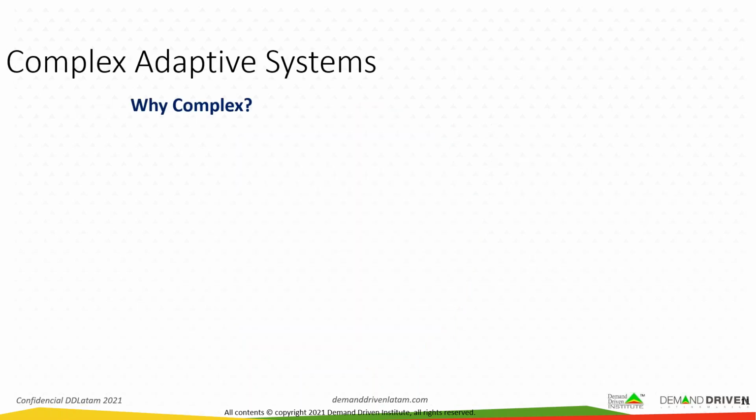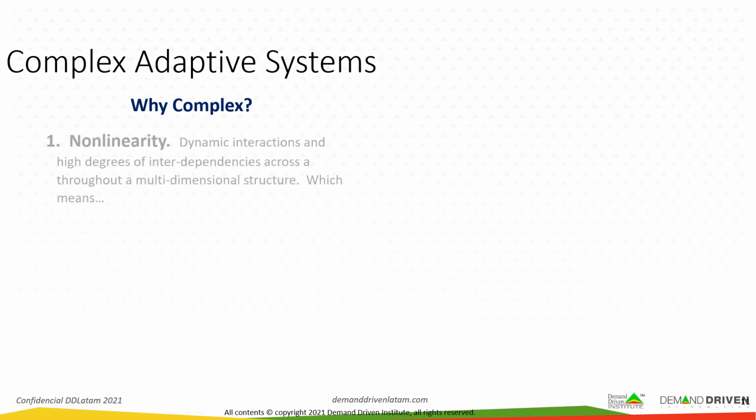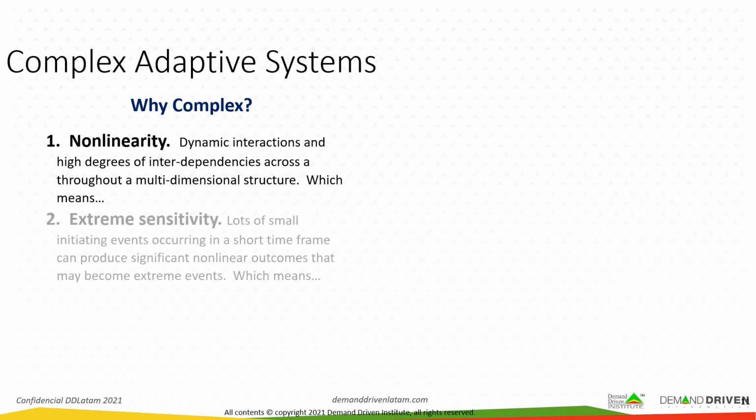Now, I mentioned earlier about complex adaptive systems. Well, why do we call them complex? Not because they're complicated. Those are two different words. Complex means that they are non-linear, means that there's dynamic interactions and very high degrees of interdependence across a multidimensional structure. So these are multi-echelon, multi-dimensional connections across our supply chain. So this is the epitome, this is the absolute opposite of a linear chain. Well, when we have that kind of connection, we have that kind of network, we have now extreme sensitivity. So we've got lots of small things occurring in a short time frame, which produces very significant nonlinear outcomes.